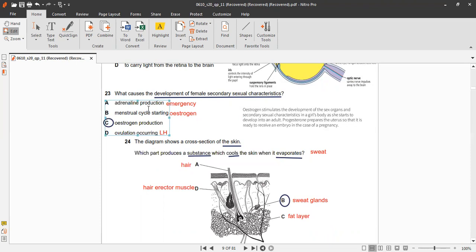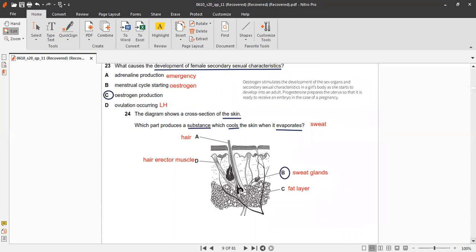But adrenaline is produced for emergencies, the menstrual cycle starting is another, ovulation occurring is LH hormone. But what causes the development of female secondary sexual characteristics? Estrogen. And what causes the development of male secondary sexual characteristics? Testosterone in males.